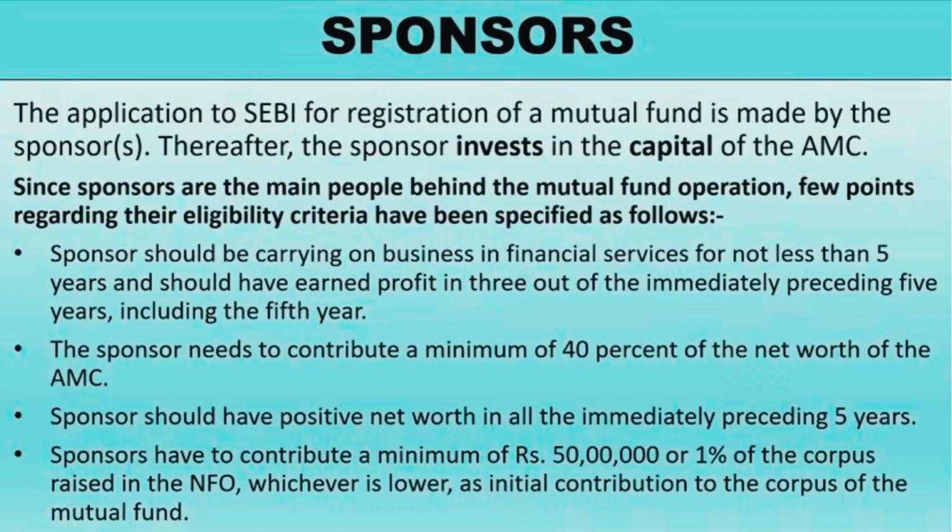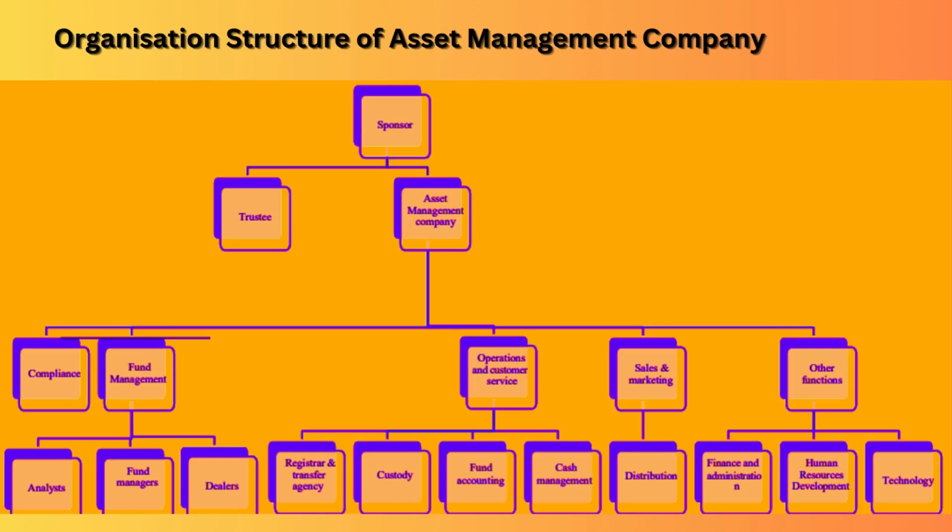Sponsors have to contribute a minimum of 50 lakhs or 1% of the corpus raised in the NFO, whichever is lower, as initial contribution to the corpus of the mutual fund. Tier 2. Trust and trustees. The sponsor generally appoints a number of trustees for the mutual fund.